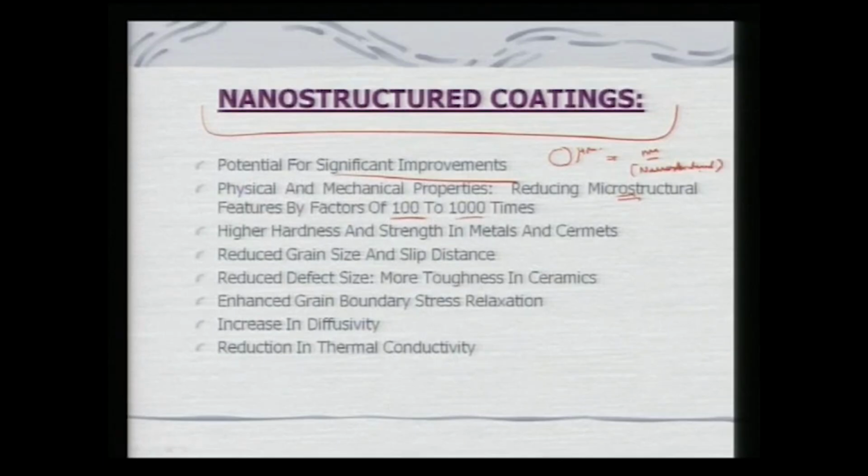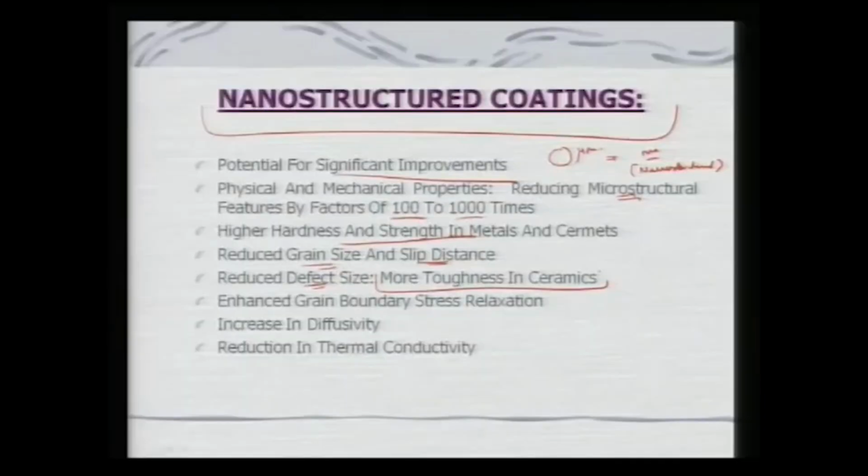It has myriad advantages, such as higher hardness and strength. The reduced grain size basically reduces the slip distance. So, in eventuality we can also reduce the defect size, and that can provide much toughness in ceramics. If you are making a hydroxyapatite coating on a particular surface, and if you can retain the size of the microstructural features in the range of a couple of nanometers, we can achieve much enhanced toughness, and that is the criticality of any ceramic component, that we want to get maximum toughness out of it. So, if you are able to achieve a very fine grain size, we can enhance its toughness.